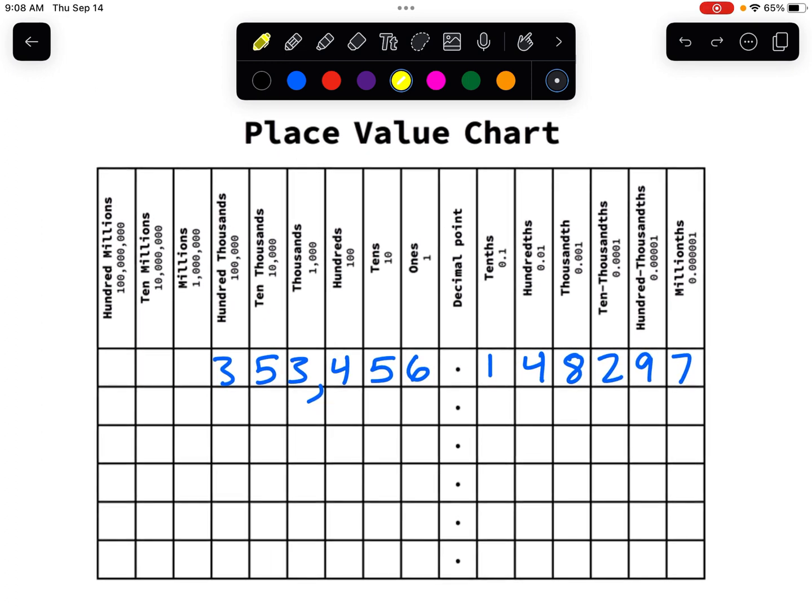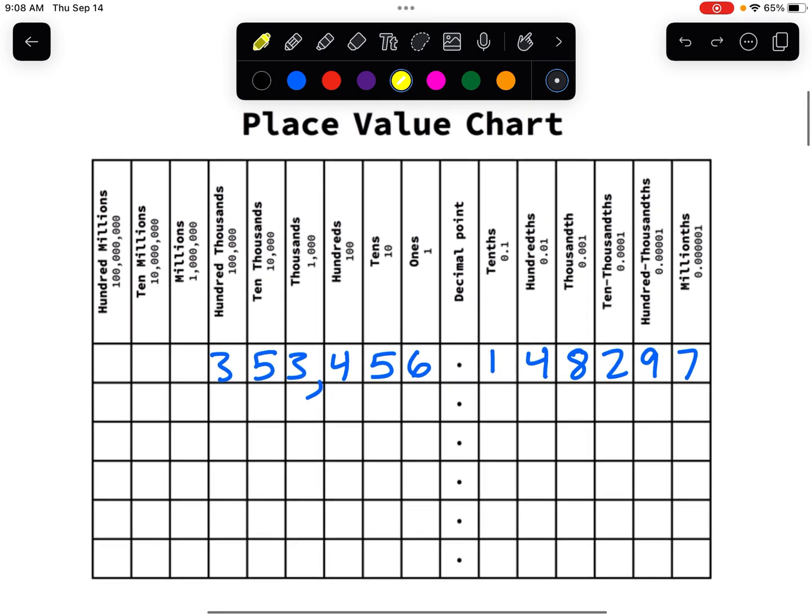If you don't have it, I'll give it to you again, because it might be very handy as you are going to be learning about this and moving forward in your mathematical journey. You are going to be working with decimals, so building that foundation now is very important. Now let's look at this number again.